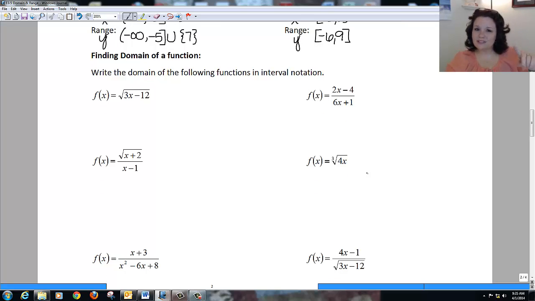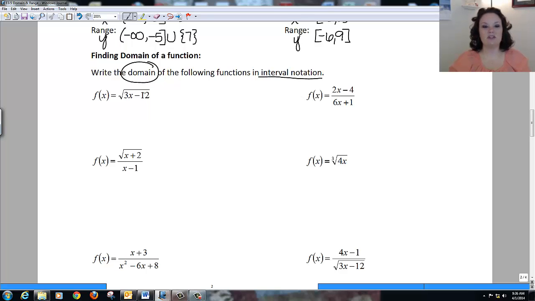Remember, odd roots we don't have a problem with. They can have negatives and all that, so they're fine. The only two things I'm looking for is a denominator, because the denominator can't be 0, or an even root, because even roots have to have non-negative radicands. Okay, so for each of these, I'm only looking for, do I have a denominator or do I have an even root? If so, we have to figure out what the restriction is. If not, then we have no restrictions and it's all real numbers. Okay, so we're only finding the domain and we're writing our answer in interval notation.